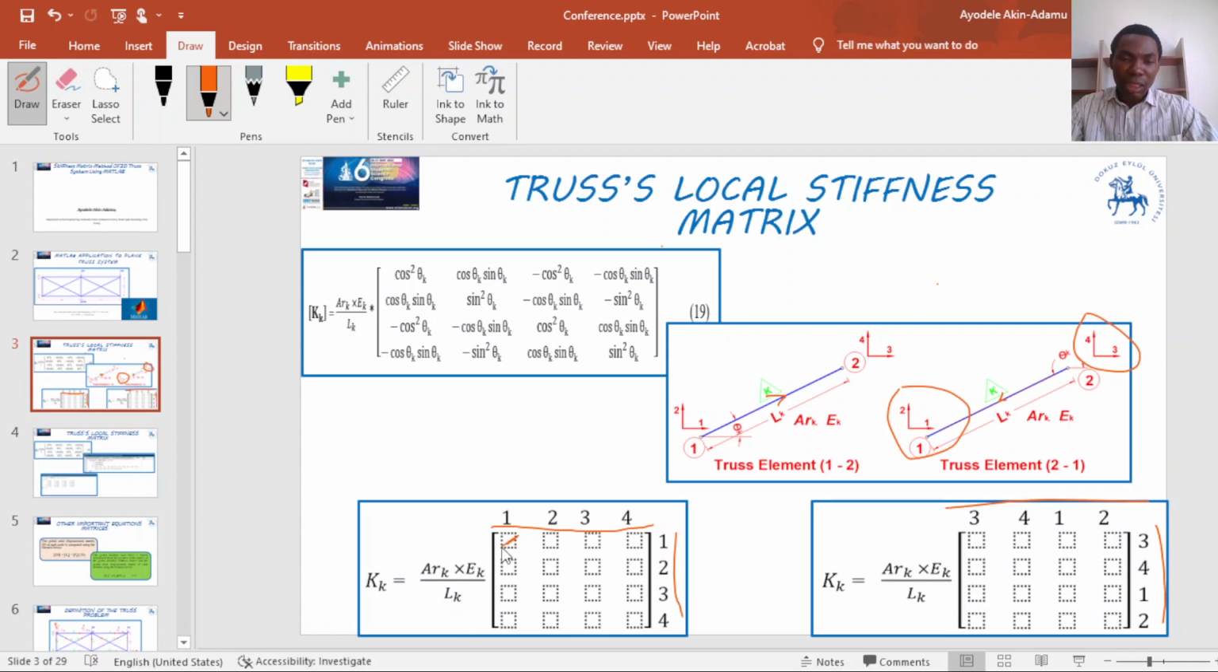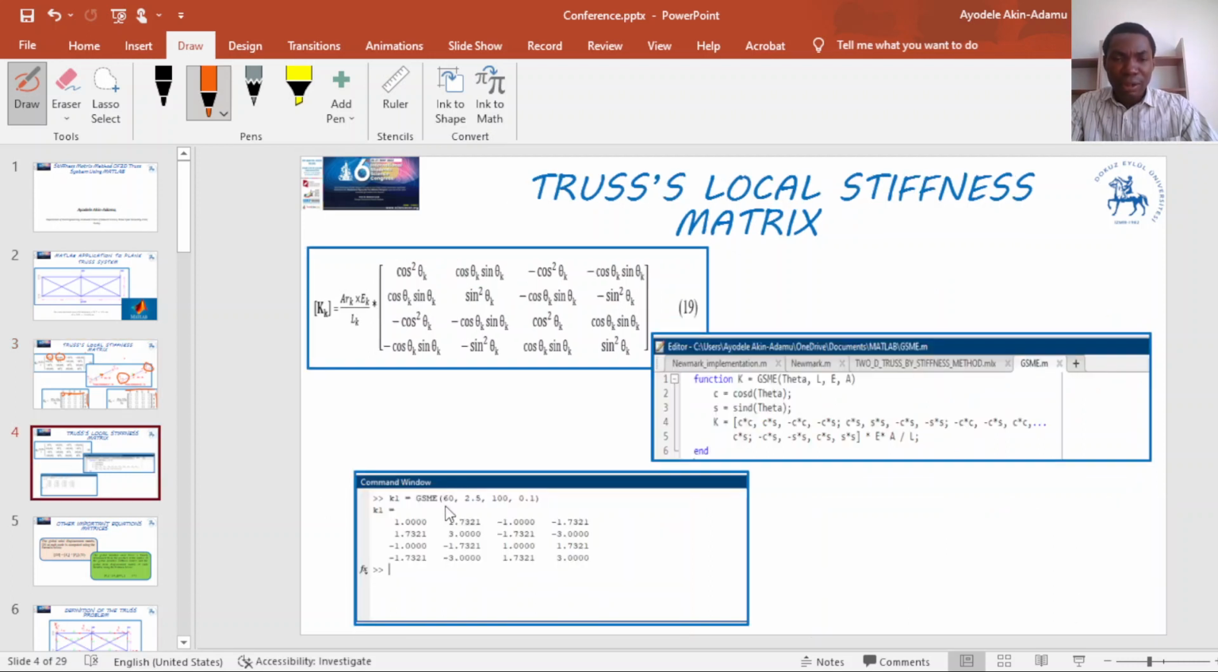This blank here is for cos squared theta k. This blank here is for cos theta k sin theta k. This is just for illustration. This is the most important aspect of solving truss problems with the finite element procedure. If you understand this aspect, solving this problem with the finite element procedure is very, very easy on Matlab. I'll move to the next slide now.